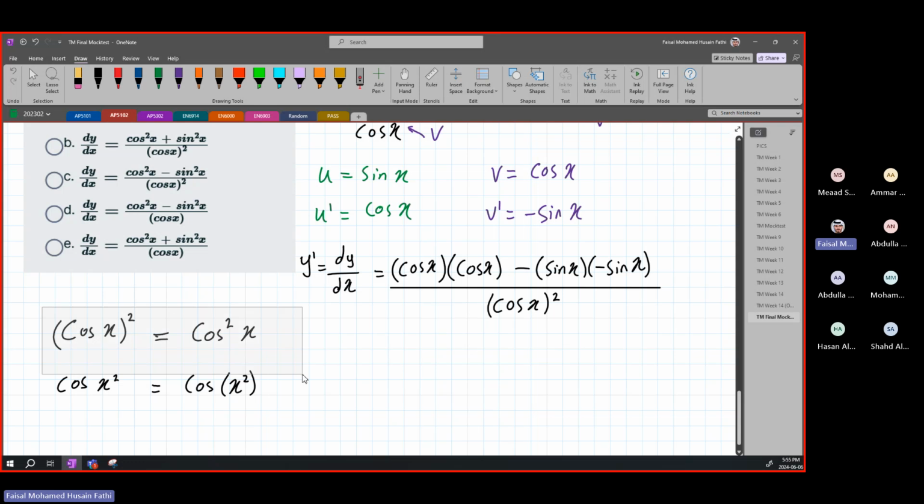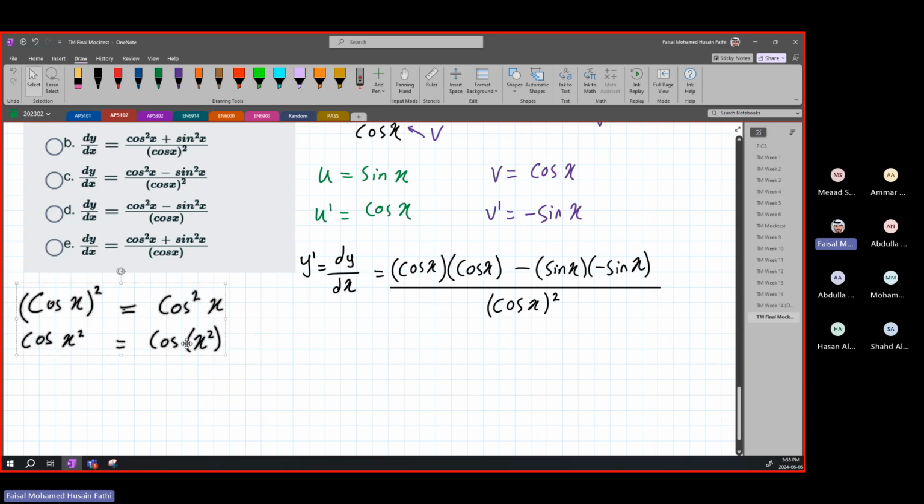Here you're squaring the entire cosine, and they usually put the 2 on the cosine before your function. Here you're only squaring x inside the cosine, so it's going to look like this. This is something important to know. It's the same thing for sine as well. It's the same idea, but this is just an important note to know.